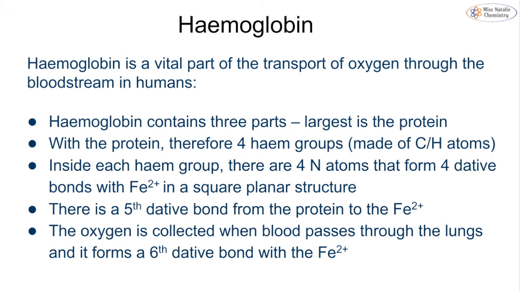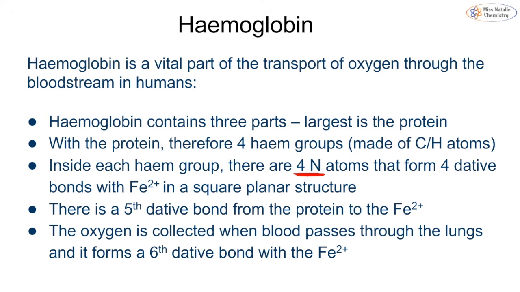So haemoglobin is made up of 3 different parts, and the largest part is the protein. Along with the protein, there is also something known as 4 heme groups, and these are made up of carbons and hydrogens. And inside each of these heme groups, there are 4 nitrogens.